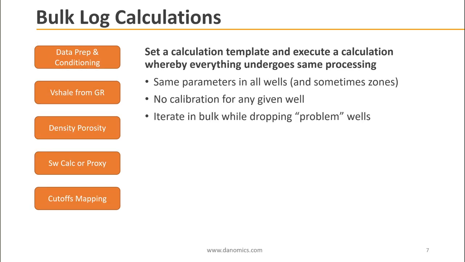All too often, the answer that people go to is bulk log calculations. And this is where you identify a set of equations that you want to use. So for example, V clay from gamma ray, a density porosity, and an Archie saturation, for example. And then you apply those equations using often the same parameters, either in all the wells or sometimes even in every zone. You're not calibrating to any specific well, and the QC process consists of dropping problem wells until you have a map that looks smooth enough.